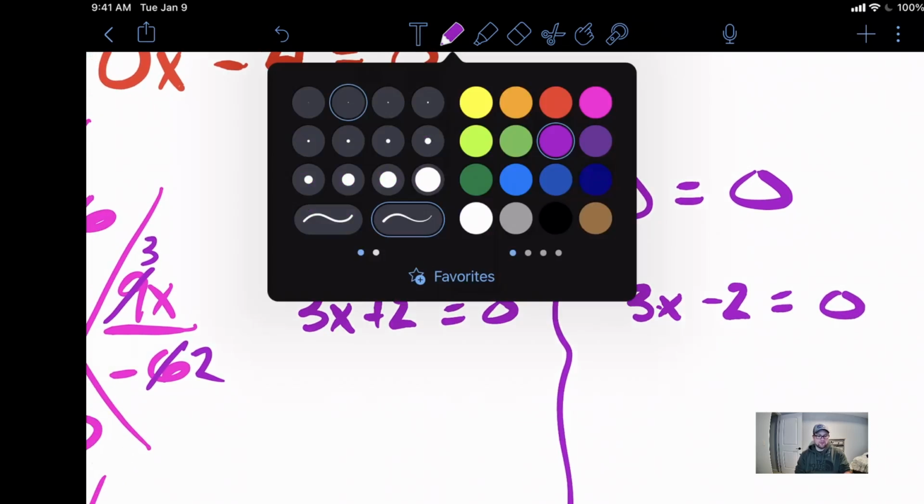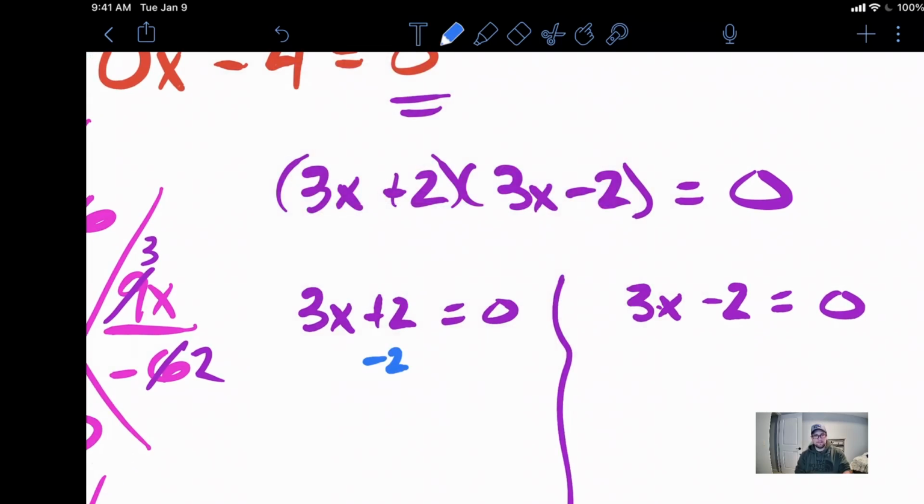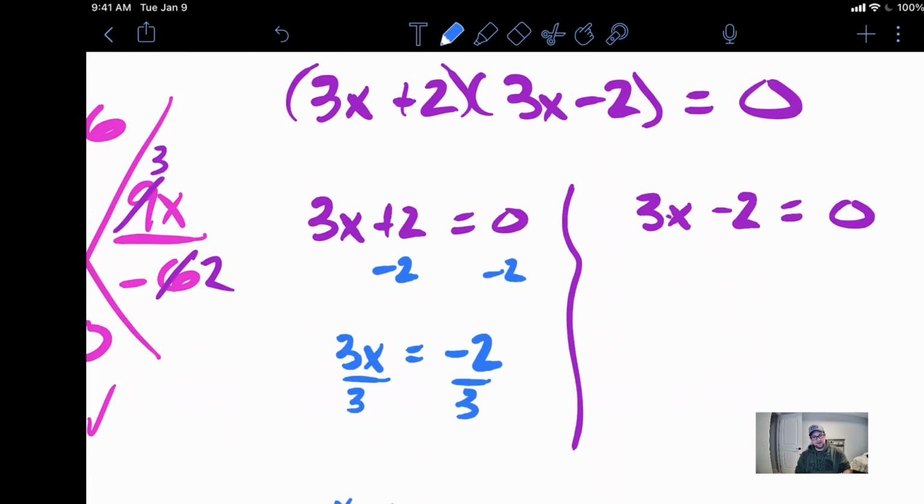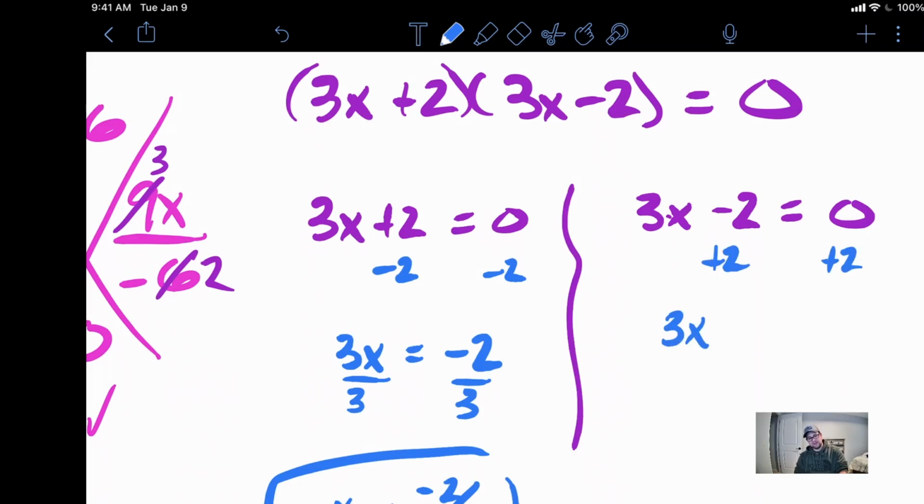If we solve the one on the left first, our first step will be to minus 2 from both sides. I'll get 3x is equal to a negative 2. I'll divide by negative 3, and I'll find out x is equal to a negative 2/3. On the other side, I'm going to start by adding 2. It's going to leave me with 3x is equal to a positive 2, and then I'm going to divide by 3 and divide by 3, and x ends up being equal to 2/3.